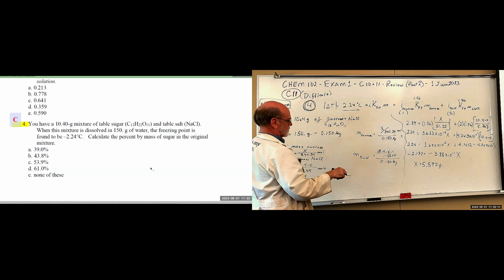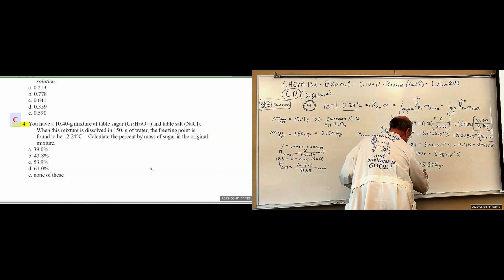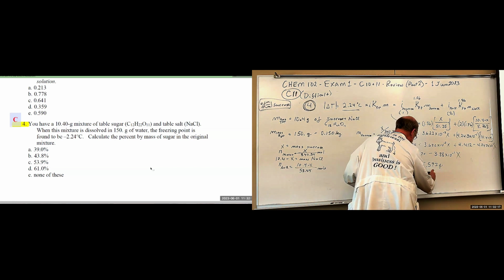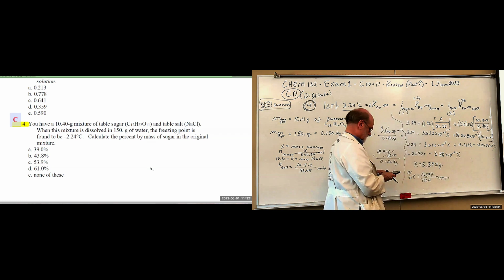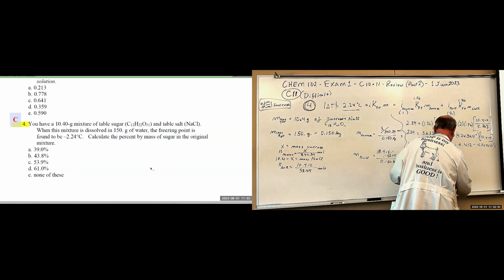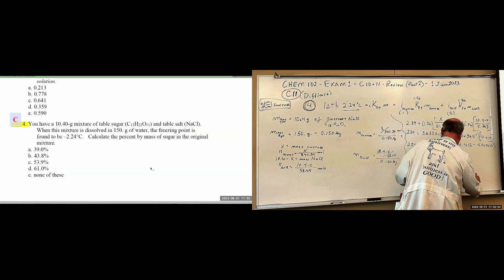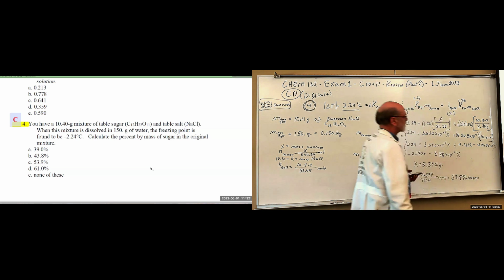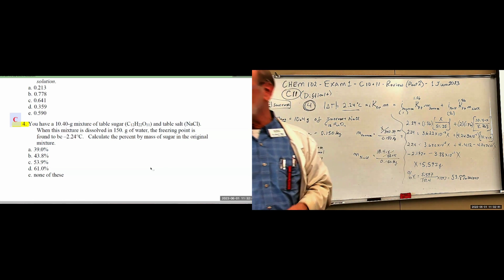And we want percent. So percent of X equals 5.597 divided by 10.4 times 100, which is 53.8% sucrose. Close, 53.9. Rounding error somewhere.